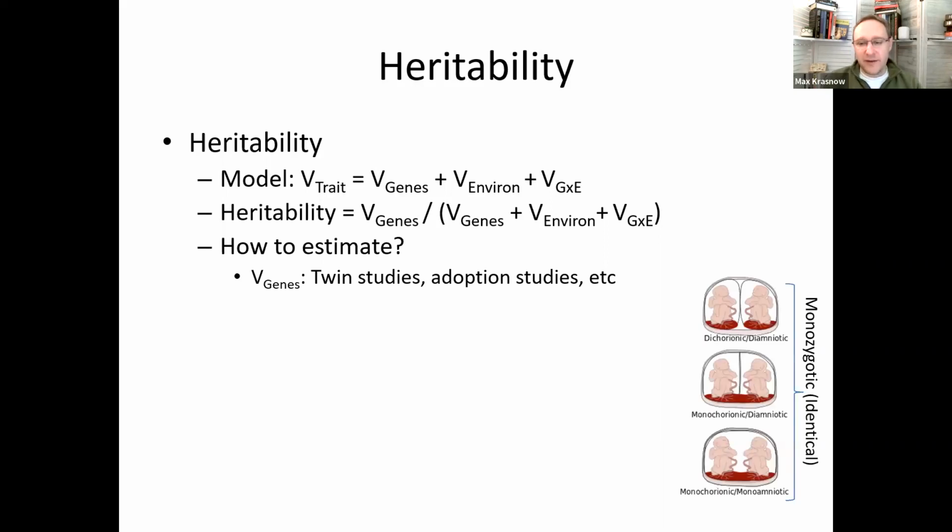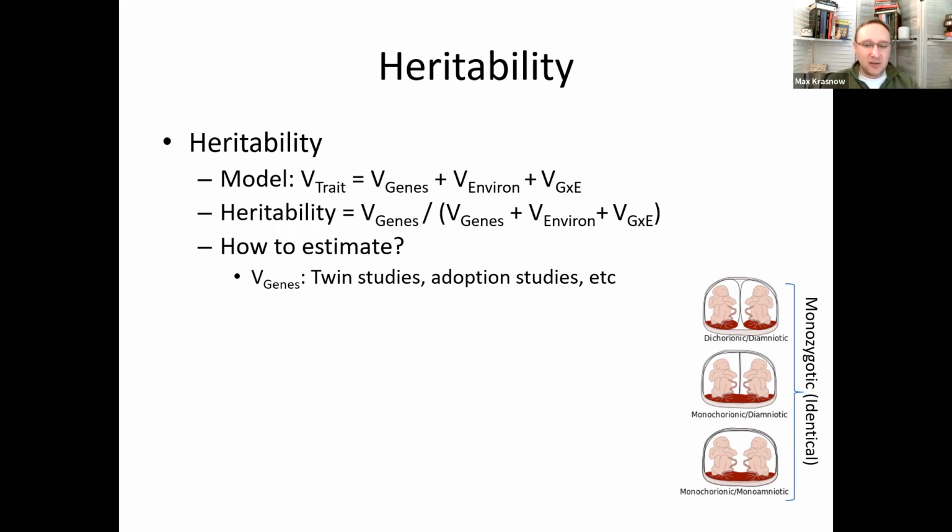Starting off with the most related sets of siblings, you have what are called monozygotic or identical twins. Monozygotic means mono means one, they came from the same zygote, that same initial fusing of sperm and egg. So they came from a sperm and an egg, and then it split into 2 embryos.